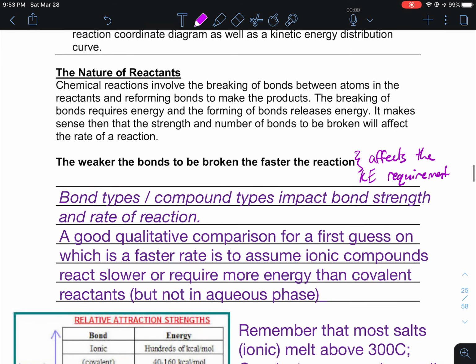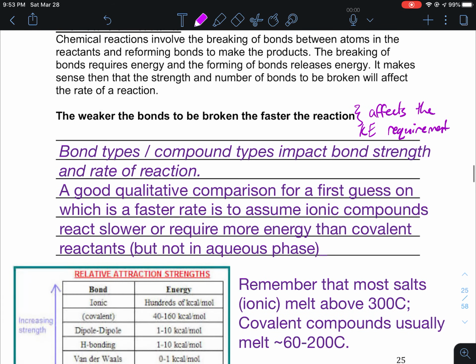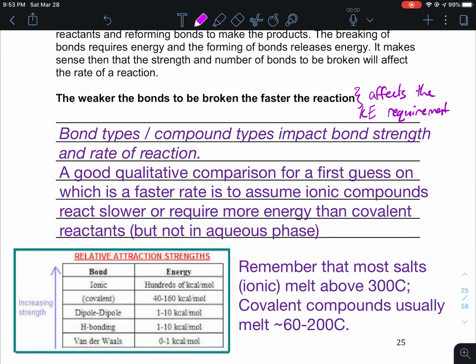So bond types, compound types, those are all going to impact bond strength, and then that impacts the rate of reaction by impacting how much kinetic energy you have. Remember that because of the kinetic energy distribution, the Boltzmann distribution, check that out.